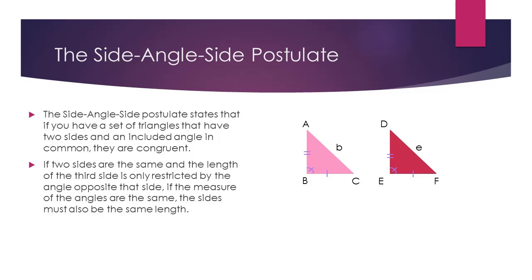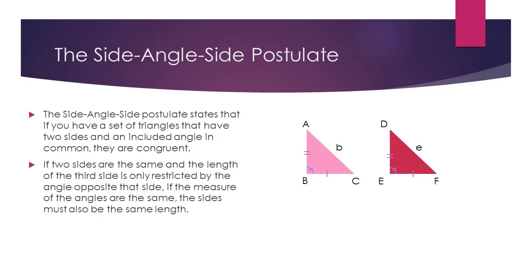The side-angle-side postulate states that if you have a set of triangles that have two sides and an included angle in common, they are congruent. Using the side-side-side postulate, we can use the same logic and prove the side-angle-side postulate. To do this, we will just think of the side-side-side postulate. We know that if all three sides of a triangle are the same as another triangle's, those two triangles will be congruent. There is no other way the triangle could have a different shape or a different angle if the sides were not exactly the same length.